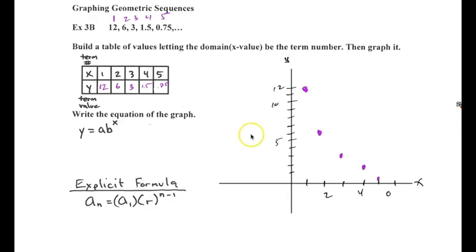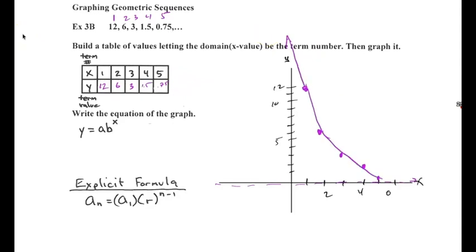You might notice there's an asymptote here. We haven't talked about it. You don't cross at 0. These numbers can never be negative. They can get closer and closer to 0, and our graph looks like this. It doesn't go past 0. It's an asymptote. And it's a decay graph, if you notice.